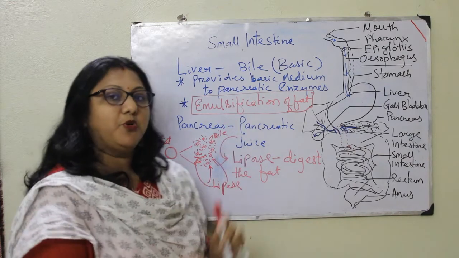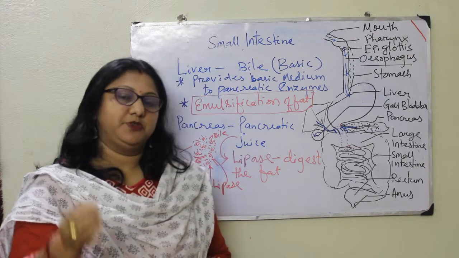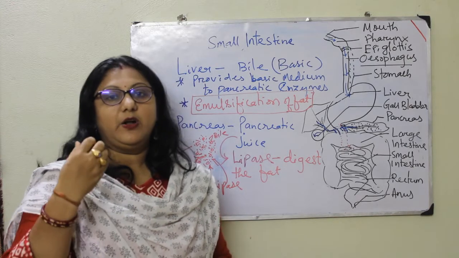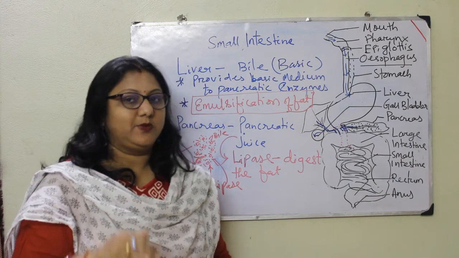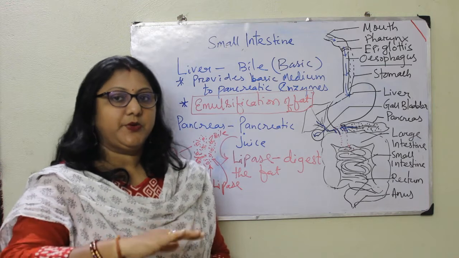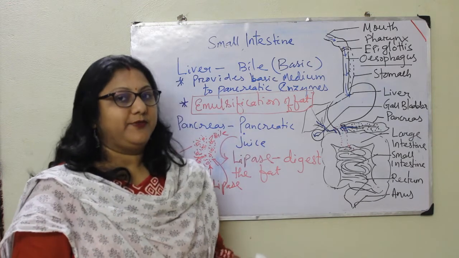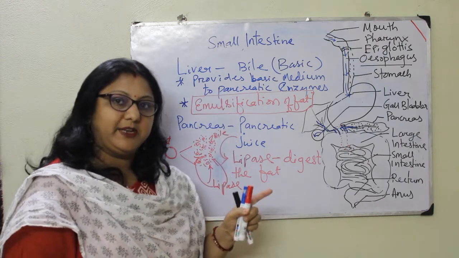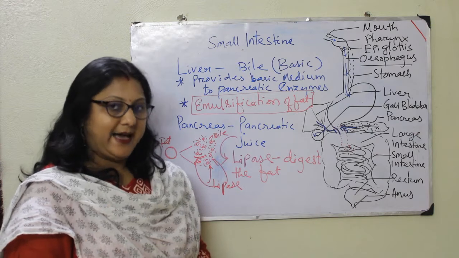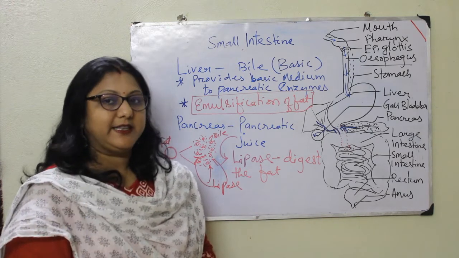So these are the two most important functions. These are frequently asked questions. What is the role of the liver? Or what is the role of bile? Both are the same question, role of liver as well as role of bile. So you have to write the same answer. The liver secretes bile, so write the function of bile. Now what is the function of bile? It provides the basic medium for the pancreatic enzymes and it facilitates the work of lipase by emulsifying the fat.